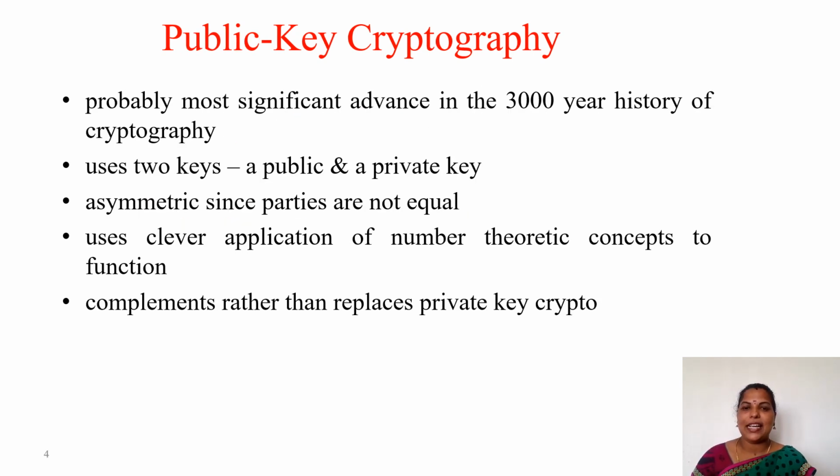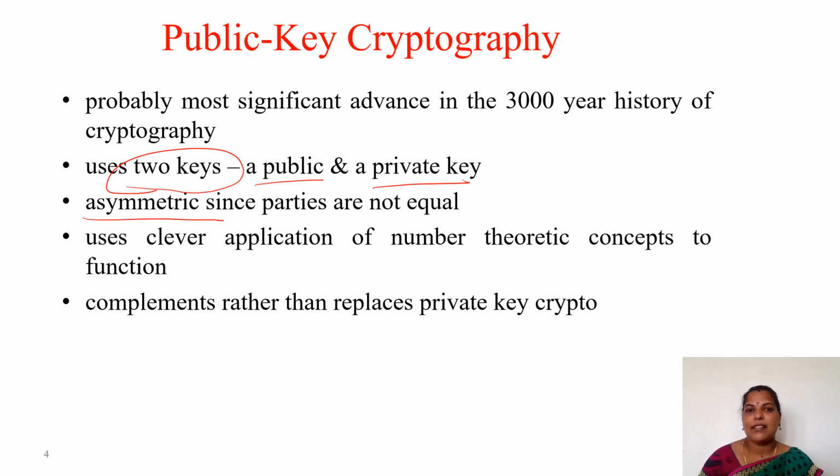Let us see what public key cryptography is and what the need for it is. It is probably the most significant advance in the 3000-year history of cryptography, and it uses two keys. In public key cryptography, we are using two keys: one is called a public key and another is a private key. Why the name public key cryptography? Earlier, a private key alone was there, so we named it private key cryptography. Here we have both public as well as private keys, but we still call it public key cryptography. Why that name? We have to ask the inventors of this cryptography. Anyway, public key cryptography consists of two keys, public key and private key.